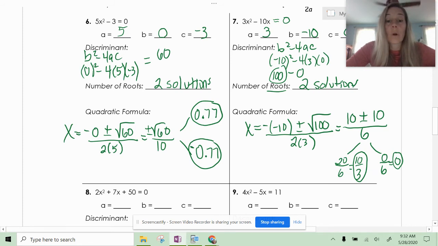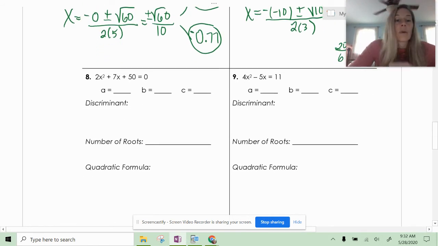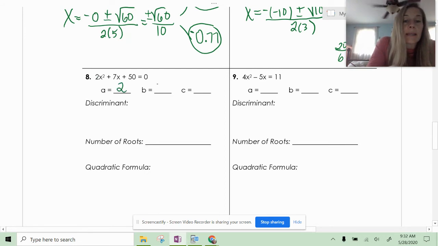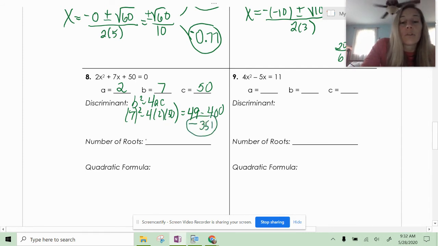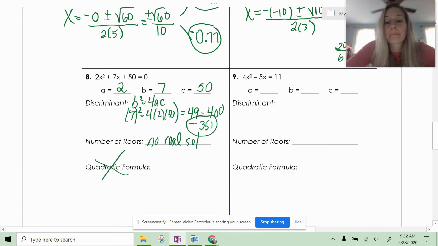Okay, we're going to do about 2 more. Okay, so number 8, we have 2 for A, 7 for B, and 50 for C. So when I do my discriminant, I'm going to do 7 squared minus 4 times 2 times 50. So that's 49, and then let's say 2 times 50 is 100, 100 times 4 is 400. Now in this case, I end up with negative 351, which means I have no roots or no real solutions. So there's no solving that needs to be done there.